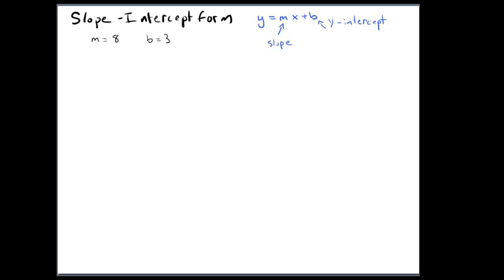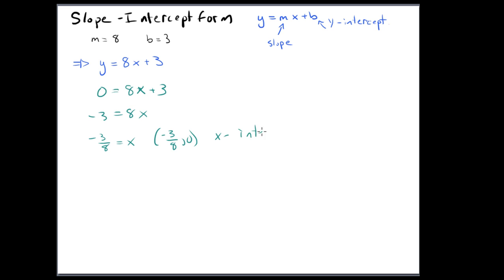So if I'm given the slope and the intercept, then the equation of the line for this would be y is equal to 8x plus 3. I could then find the x-intercept by putting 0 in for y. 8x plus 3. Negative 3 is 8x. Negative 3 eighths is equal to x. So that's the point negative 3 eighths, 0, the x-intercept.